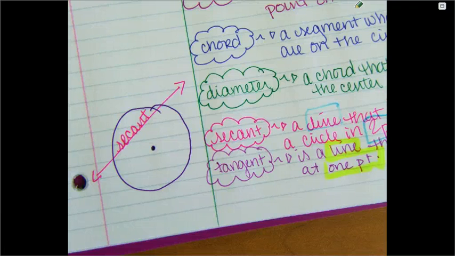I'm going to use my ruler. Your tangent is going to touch how many times? Once.